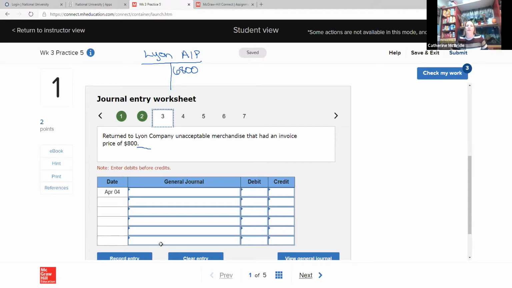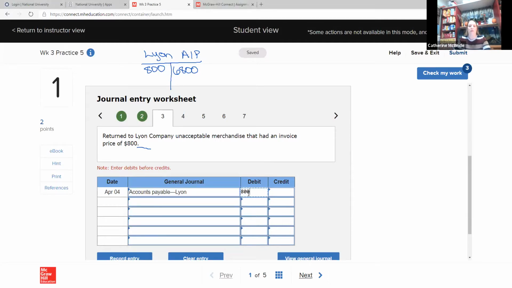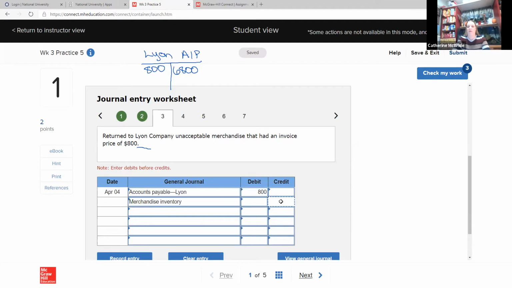We're going to decrease our accounts payable for $800, because if we're returning it, we're not going to pay them, right? So we're going to decrease our accounts payable, and we're going to decrease our inventory. We're just going to take out of accounts payable what we put in, and we're going to decrease our inventory for $800 because we returned it. Good here? Kind of intuitive. Are we good here? Okay.